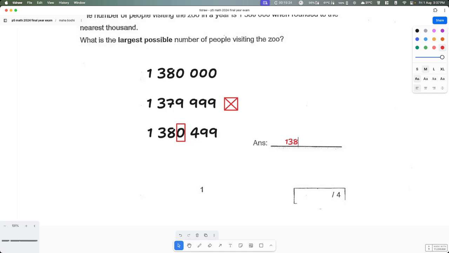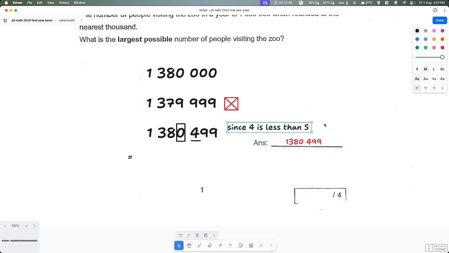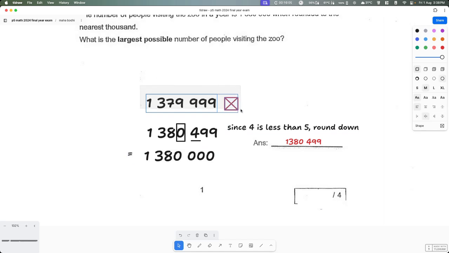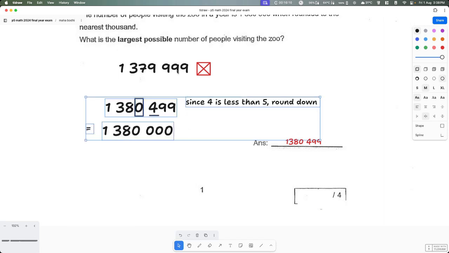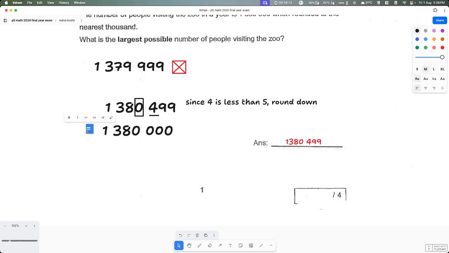So basically, when we want to round, since 4 is less than 5, that means in this case we will round down. Round down because it is less than 5. So this is not the biggest number, this is the biggest number over here. So I'm going to put the curly brackets. Ta-da. Let's move on to the next question.